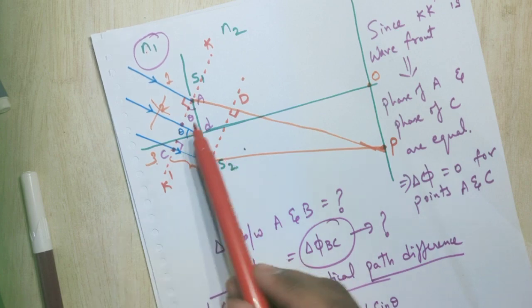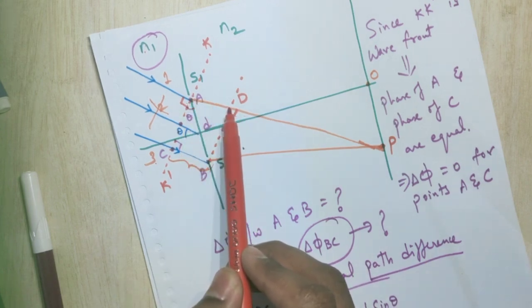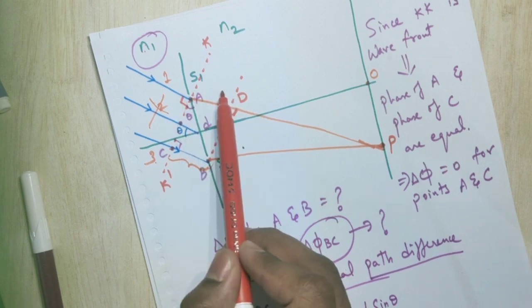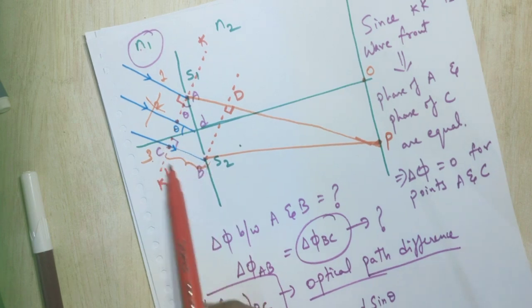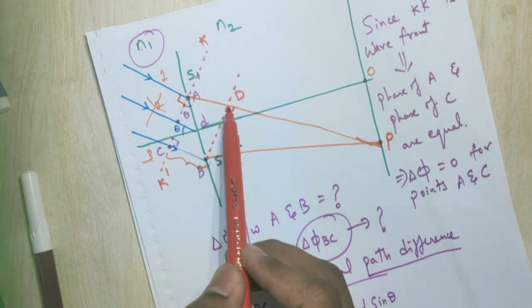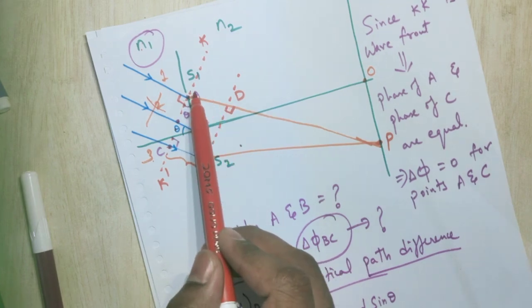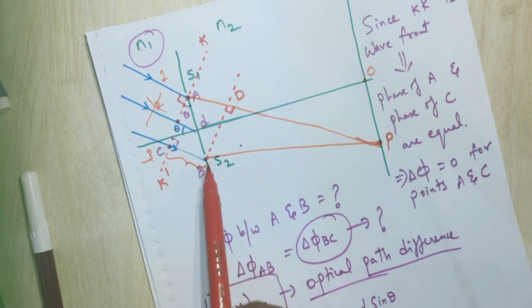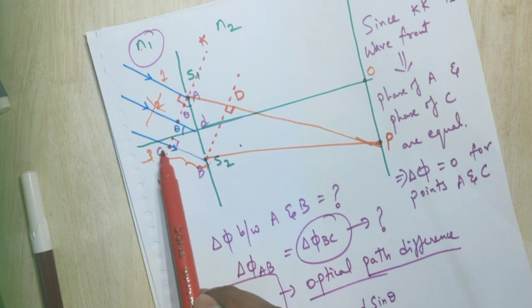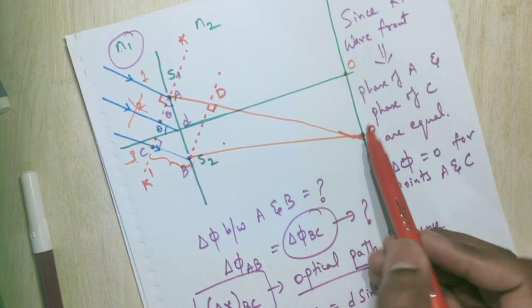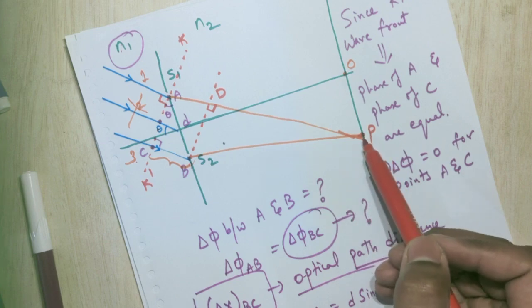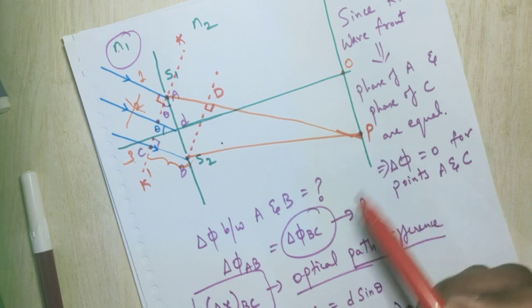So AD should be in such a way that the phase difference created by AD should exactly compensate the phase difference created by CB. Once again I am saying, the phase difference created by AD should be exactly equal and opposite to the phase difference created by CB, that is, points C and B. Then only you can say at this point there will be zero phase difference. When there is zero phase difference, maxima is formed here.